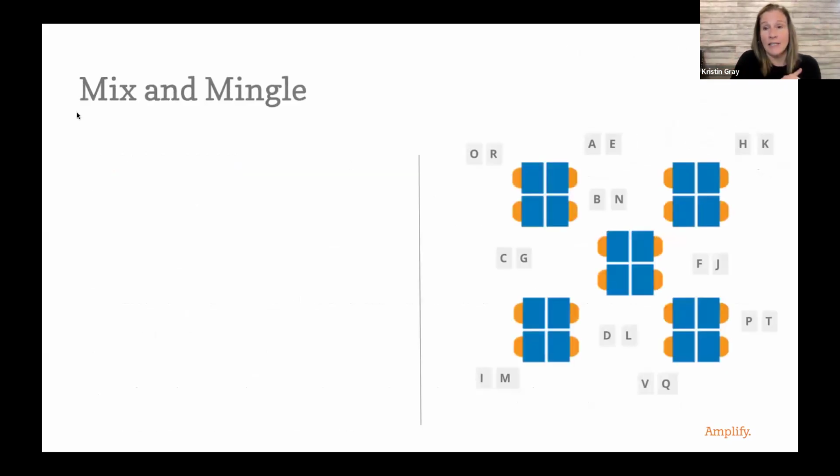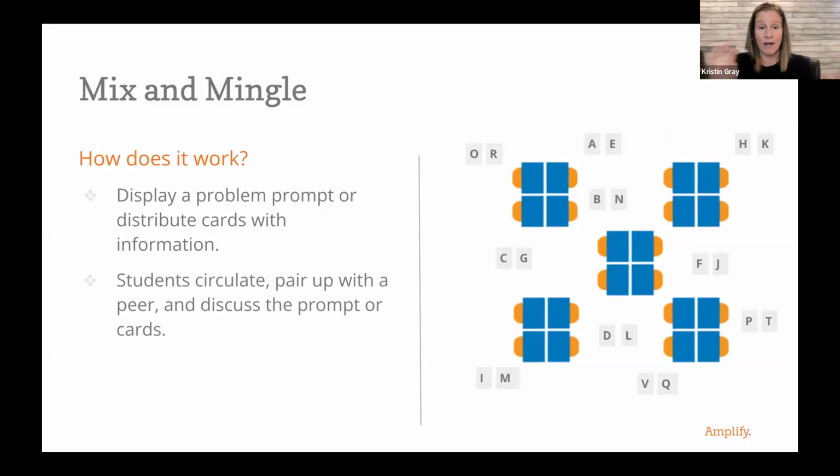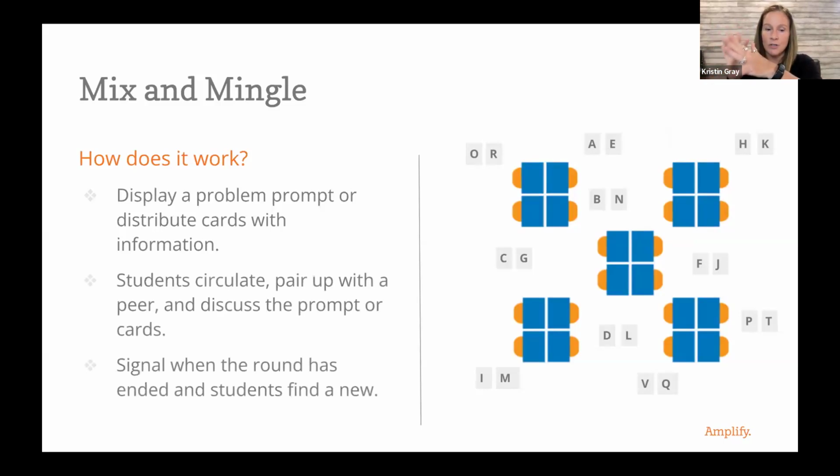The final one is in the Amplify Desmos Math curriculum. It's called Mix and Mingle. Mix and Mingle is where you display a problem, prompt, or cards, and I'll explain that on the next slide, with a piece of information. Students circulate around the room. They pair up with a peer, discuss the prompt, and then the teacher signals when the round is in it, and then you find a new partner, and you discuss it with them, and then the teacher might signal again, and you find a new partner, and on like that. And then you repeat as many times as you can.